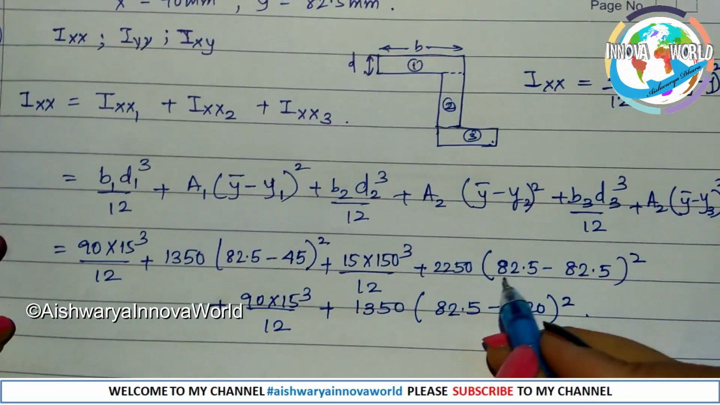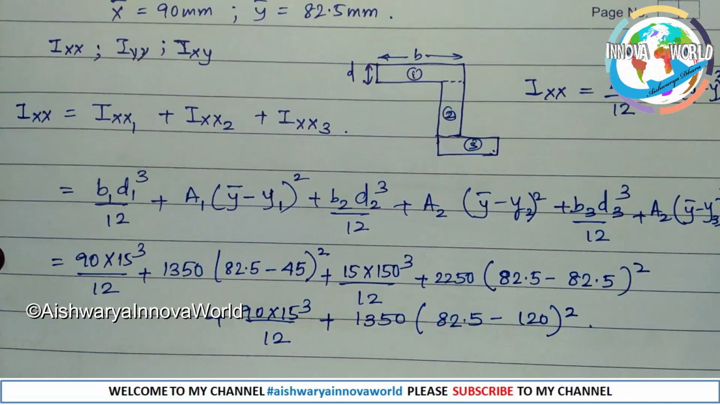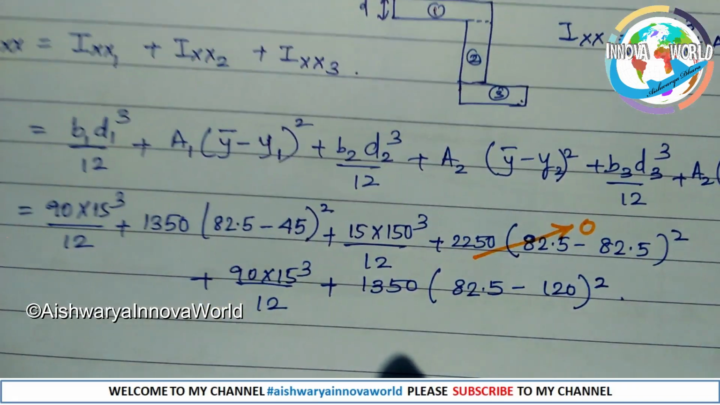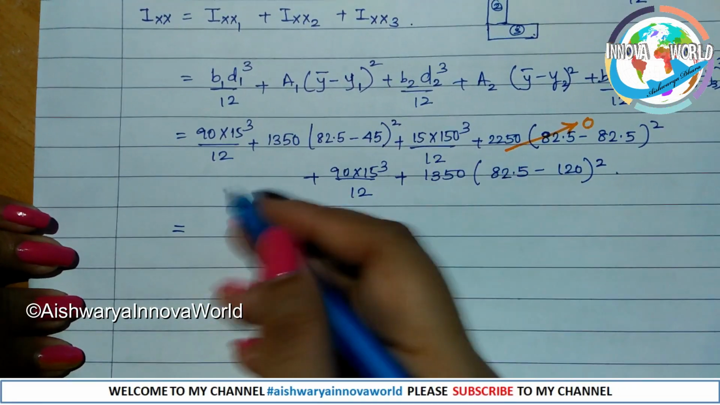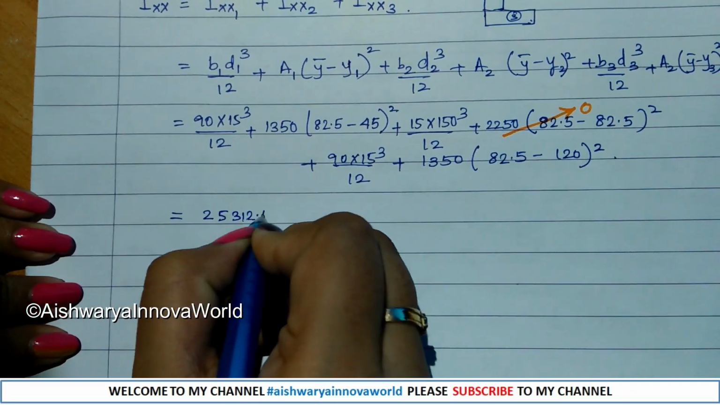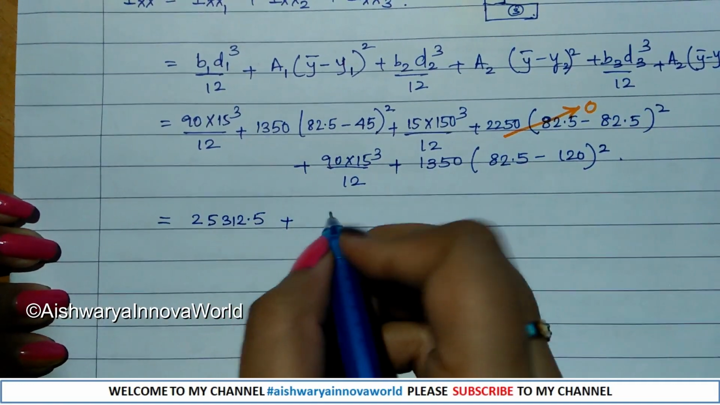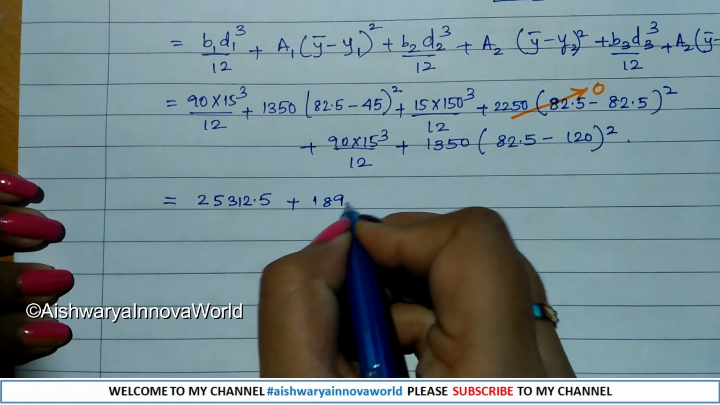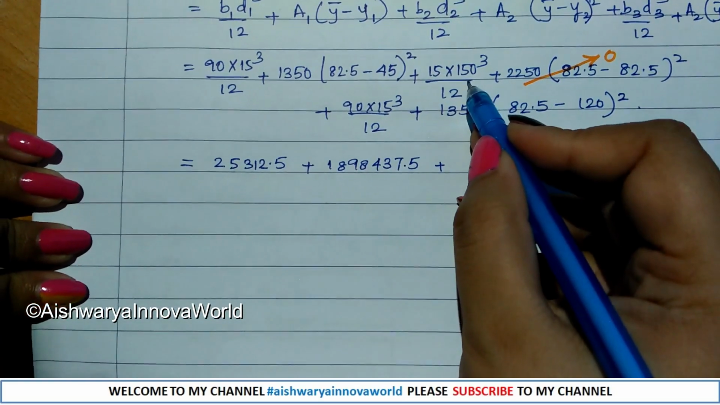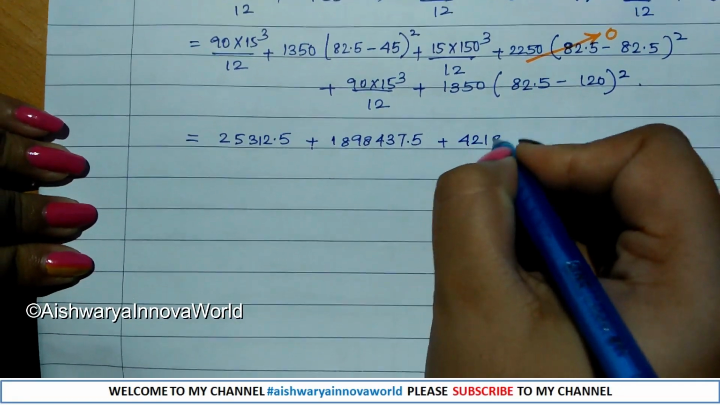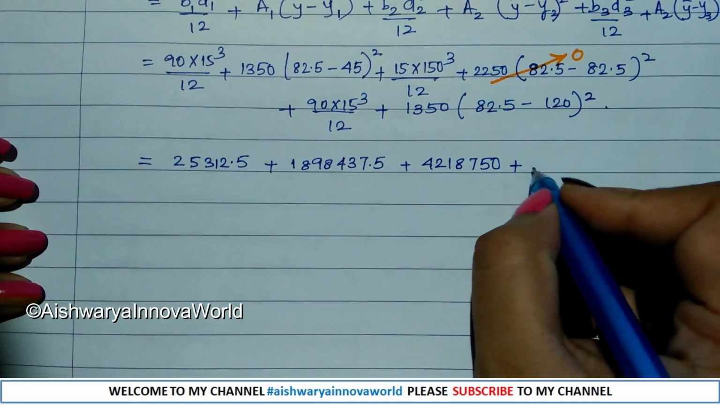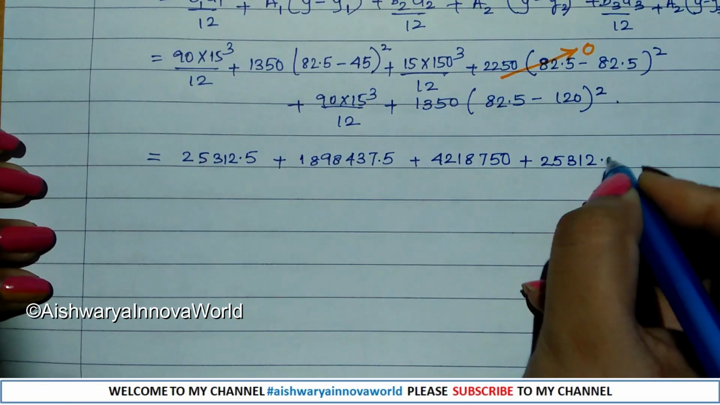We have written, see here, 82.5 minus 82.5, this will be 0, something multiplied by 0, so this term will go to 0. Now you solve in your calculator, you get 25312.5. Second term, if you calculate, you get 1898437.5. And this term you get as 4218750. This term and this term will be the same, so you can write the same value, 1898437.5.